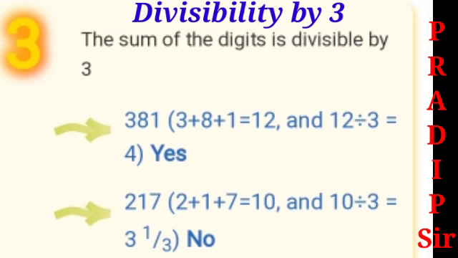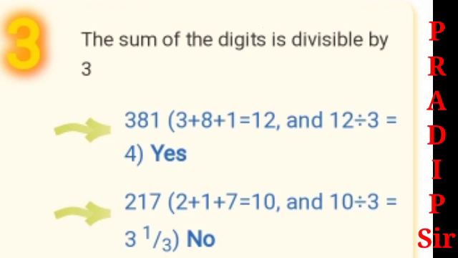If we take the example of 381, then the digits present in 381 are 3, 8 and 1. If we add these digits, 3 plus 8 plus 1, this is 12, and this 12 is divisible by 3 because 12 by 3 is 4, an integer. So as the sum of the digits is 12, which is divisible by 3, the number 381 is divisible by 3.